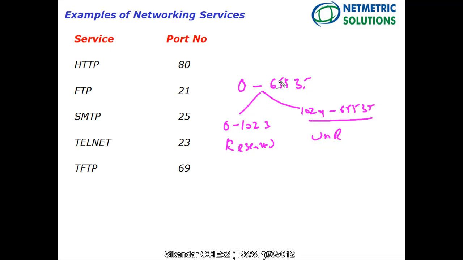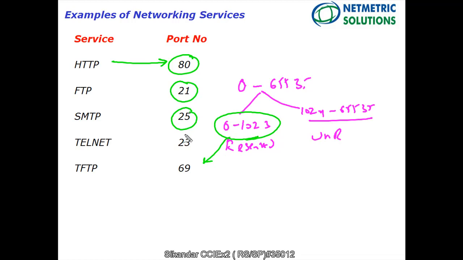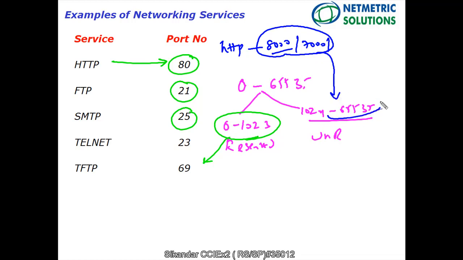If I take an example, HTTP works on port number 80, which means it comes in the reserved category. FTP works on port number 21. Like that, each and every service will be identified on different port numbers. But if you want, I can even host my HTTP service on another port number like 8000 or 7000, any other number. To host your services on any port number other than the reserved ones, we have to use this range, the unreserved port numbers.